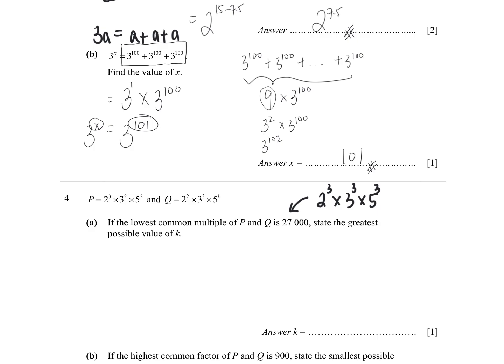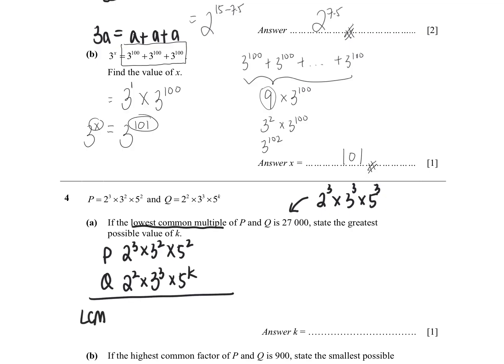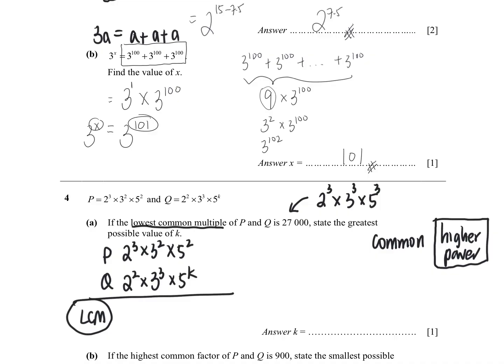Okay, so if I want you to find the LCM between P and Q. So P is 2 cube, 3 square, 5 square. Q is 2 square, 3 cube, and 5 to the power of k. So they want LCM. So LCM, the trick is, for the common ones, you take the higher power. So for all those that are common, you take the higher power between the two. Okay, and then the uncommon ones, you just take it. So this is for LCM.